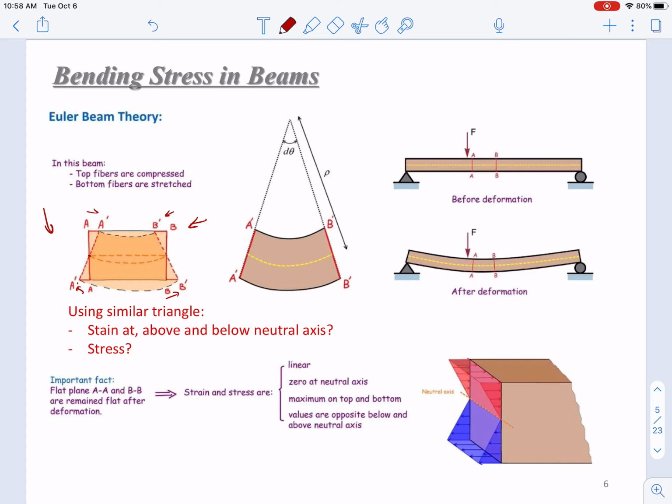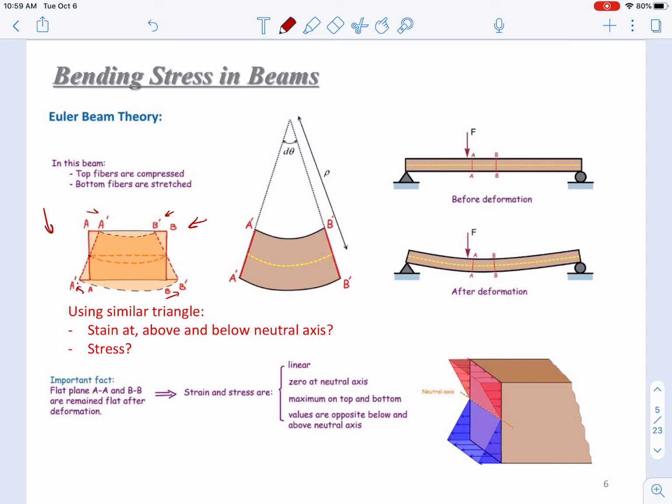Let's analyze this problem in several steps. In the top fiber, it is compressed. It becomes shorter, meaning that the strain is negative. How about the stress? Stress is also negative, because of Hooke's law: stress equals E times normal strain. So here the stress and strain on top are both negative.